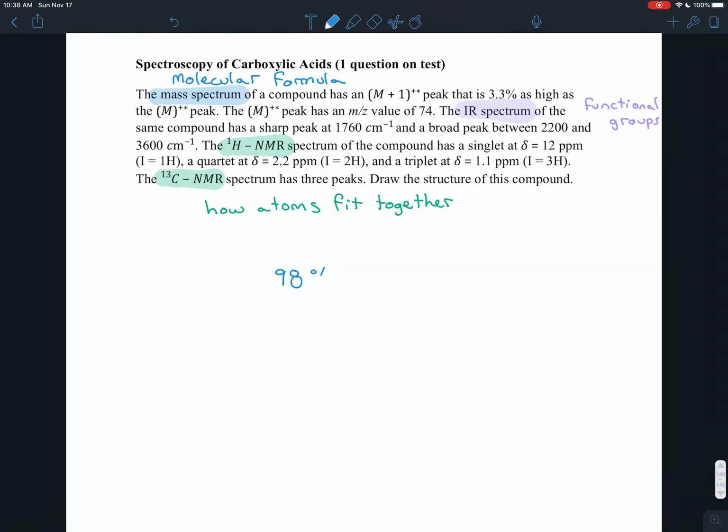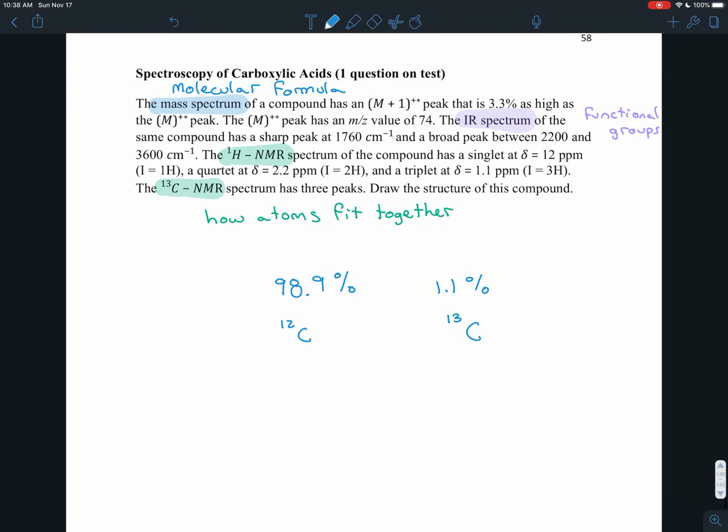98.9% of all of the carbon on Earth is carbon-12: 6 protons, 6 neutrons. 1.1% is carbon-13. In order to be carbon, it still has to have 6 protons. It just has 7 neutrons now, so it's a little heavier. Well, that makes the mass of the overall molecule heavier by 1 atomic mass unit. And so any place where you have a carbon in a molecule, you have a place where you could be contributing, 1.1% of the time, an extra mass unit.